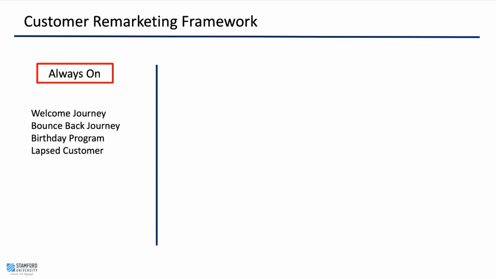Number 1, always-on strategy. An always-on strategy is defined as marketing journeys that you can automate and will continually run throughout the year. Through the use of marketing automation technology, which we're going to review in the next module, a brand can set up these types of journeys and just leave them running, always on. This includes a welcome journey, bounce back journey, birthday program, lapsed customer, and I'll explain these more in the coming slides.